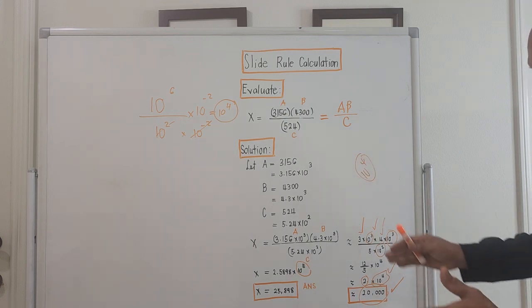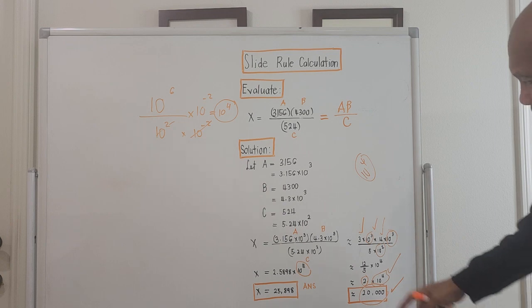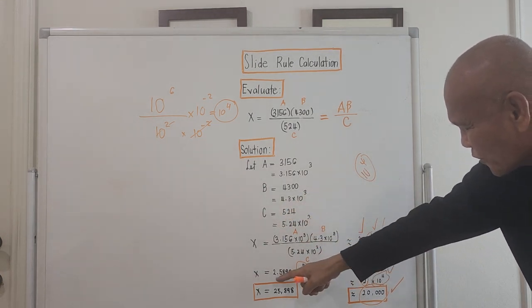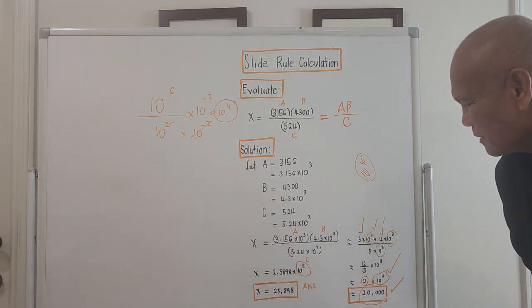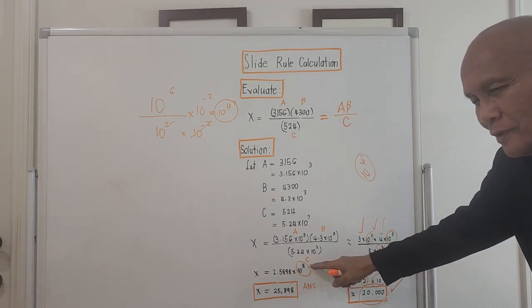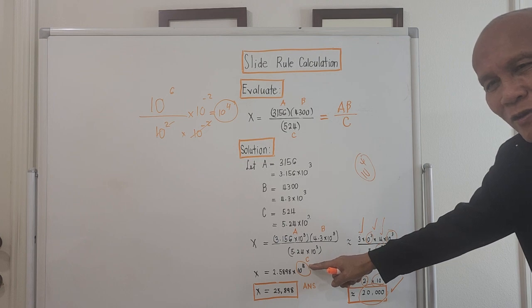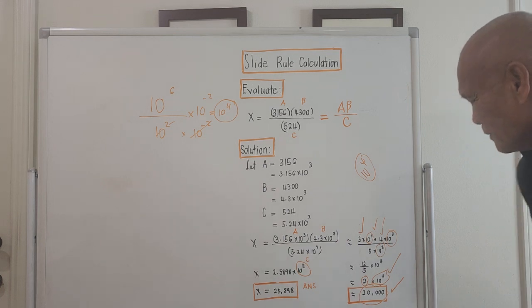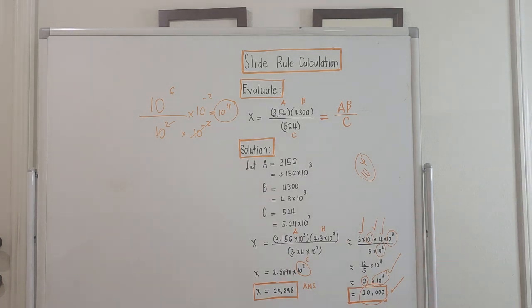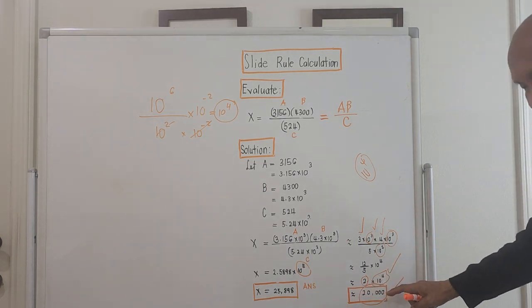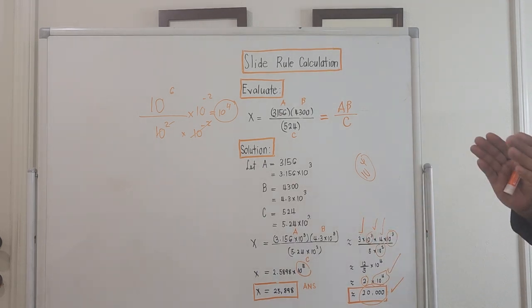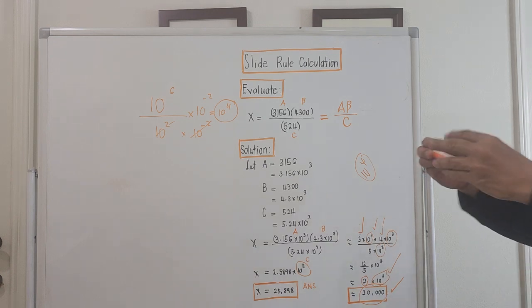If we use our calculator, 3.156 times 4.3 over 5.24 is 2.5898 times 10 to the 4th. The exact answer by using the calculator will be 25,898. So under the old method, we know that the answer is actually 5 digits, greater than 20,000. We are sure of that by using this slide rule.